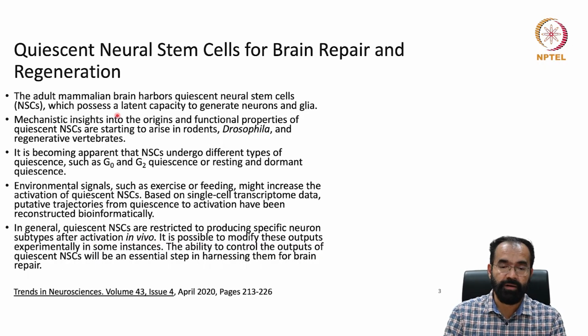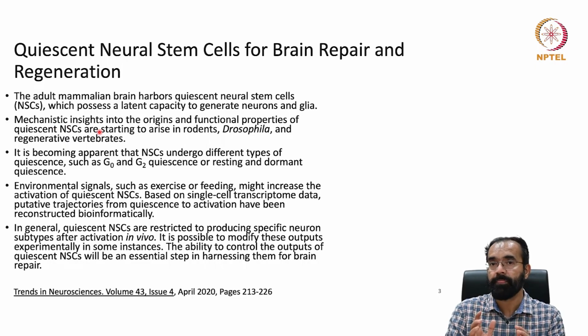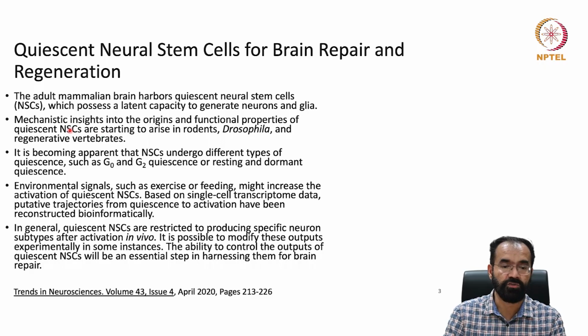The adult mammalian brain harbors quiescent neural stem cells. They are called NSCs, which possess a latent capacity to generate neurons and glia. Especially in mice and rats, they have a zone called the subventricular zone, lining the cerebral ventricles, where constant proliferation happens in the brain. Mechanistic insights into the origins and functional properties of quiescent NSCs are starting to rise in rodents, Drosophila and various other regenerative vertebrates. People explore different animals based on what angle you are looking into.